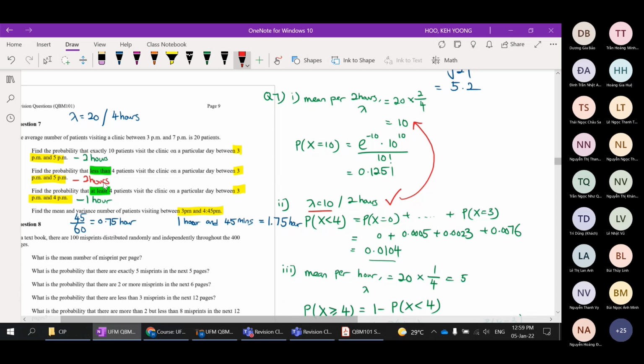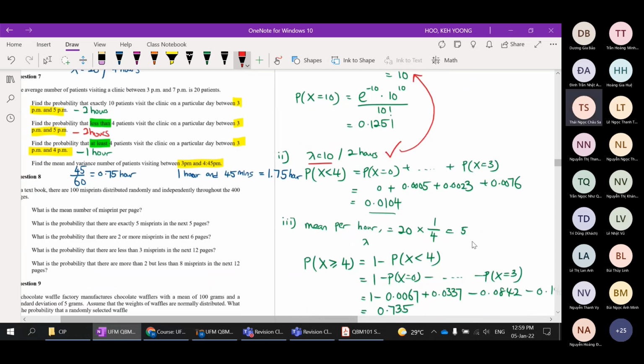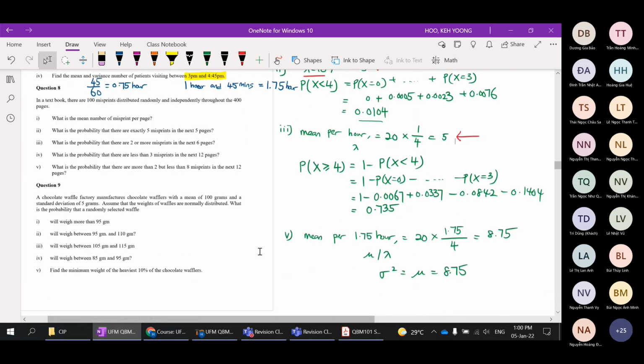We can just use 10. For question 3, I did calculate. This is the calculation. Lambda is equal to 5. So whenever you have a new time period, then you need to calculate the new lambda. If the time periods are all the same for all the questions, then you just have to calculate once.